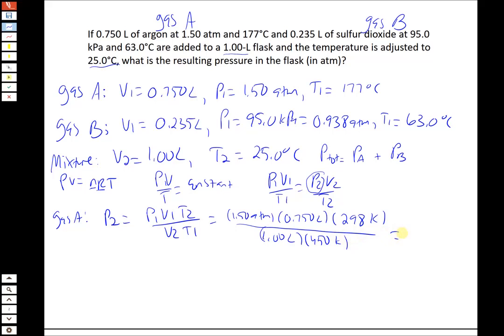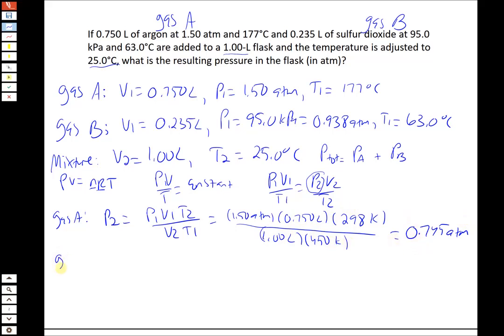So for gas A, the final partial pressure in the mixture, I got 0.745 atmospheres. So it increases volume and it increases temperature, so its final pressure is lower than it would initially started at.